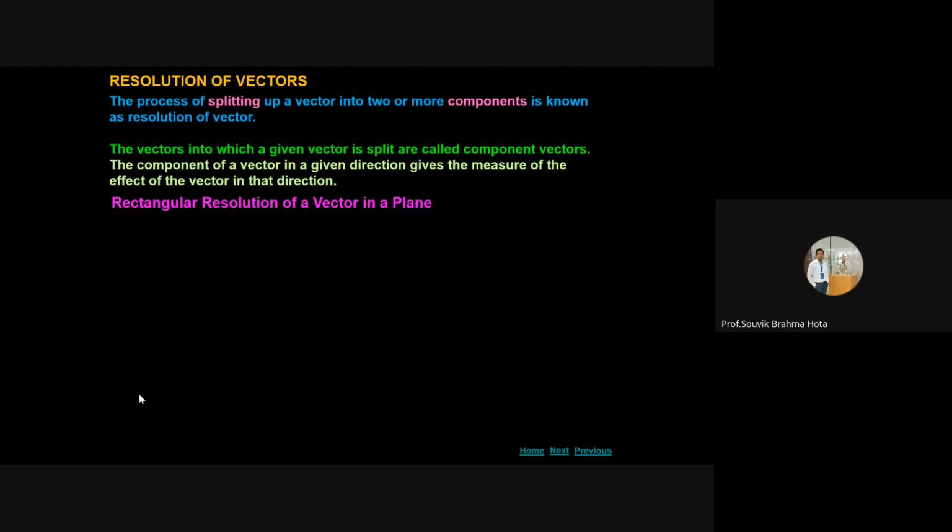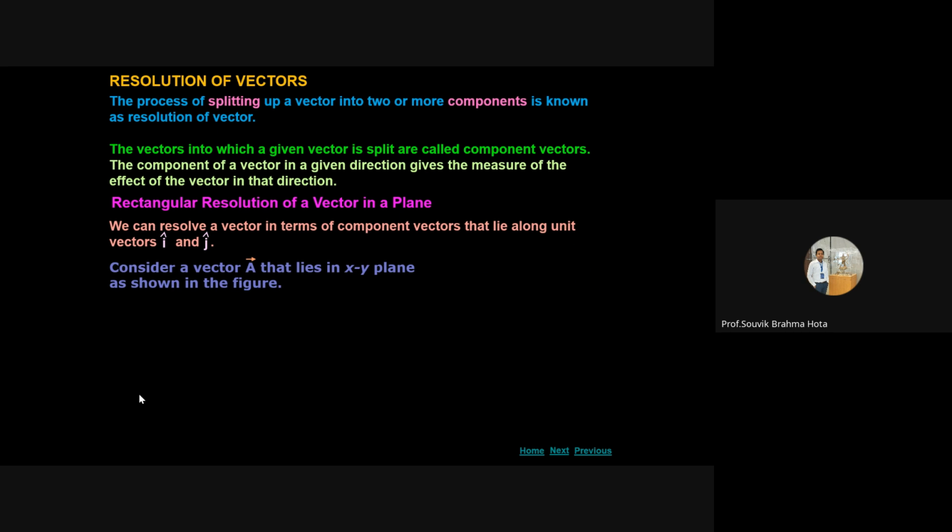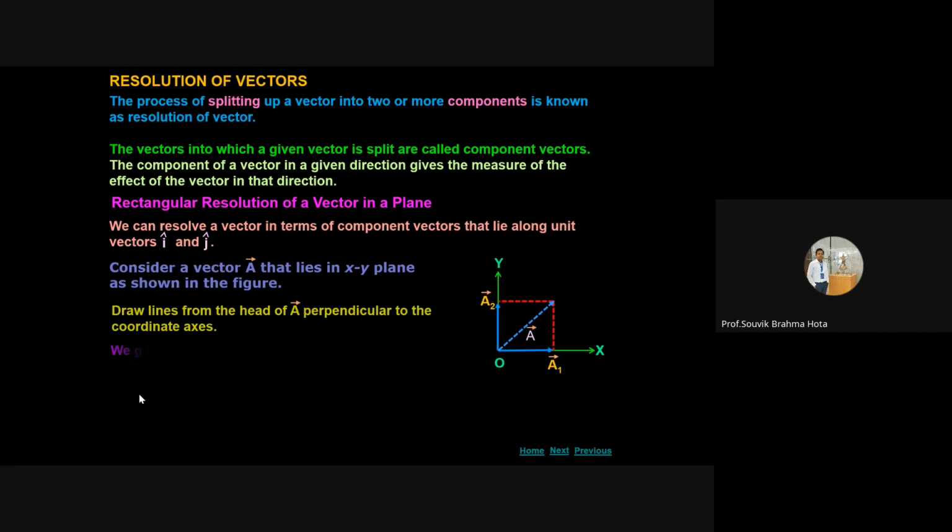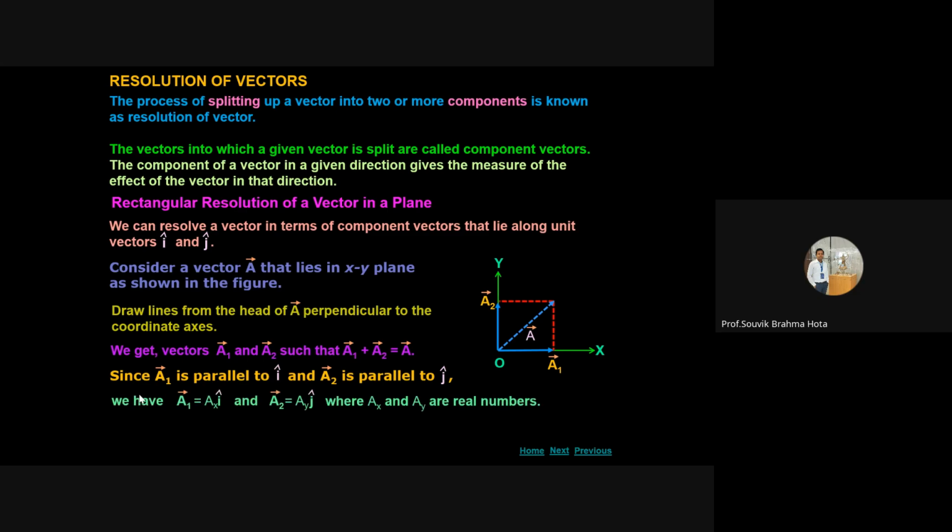Now the rectangular resolution of a vector in a plane. How will we do it? Suppose we resolve the vector in terms of i and j. Consider a vector capital A that lies in the xy plane as per the figure. Now this is A. Draw lines from the head of A perpendicular to both of the axes. Now we get vectors a1 and a2 such that a1 plus a2 is equal to A. Since a1 is parallel to i and a2 is parallel to j, a1 is equal to ax i and a2 is ay j.